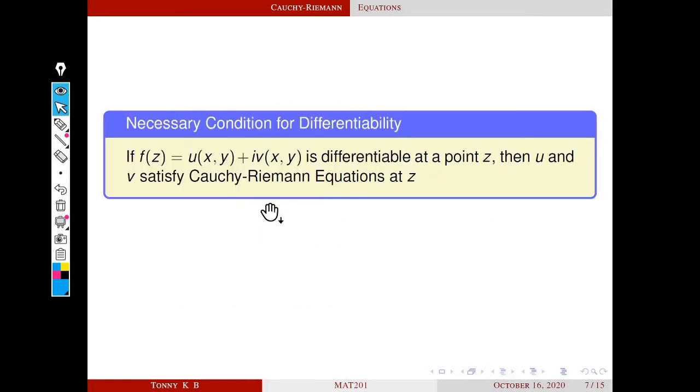In the previous lecture, we proved this result, a necessary condition for differentiability. That is, if a function f of z equal to u plus iv is differentiable at a point z, then u and v satisfy the Cauchy-Riemann equations at that z. In general, its converse is not true. That means a function satisfying the Cauchy-Riemann equations at a point does not imply f is differentiable at that point. So we are going to discuss a counterexample for this, that is, a function that satisfies the Cauchy-Riemann equations but is not differentiable.